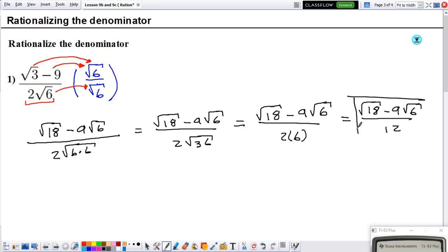And notice that in our final answer, there is no square root on the denominator. So this is a clear indicator that we're done with our problem, because we rationalized the denominator. We rewrote the same expression without a square root on the denominator. So now let's take a look at another example here.